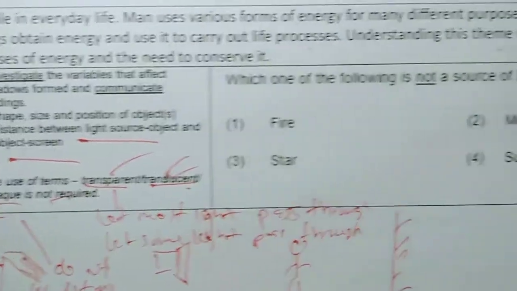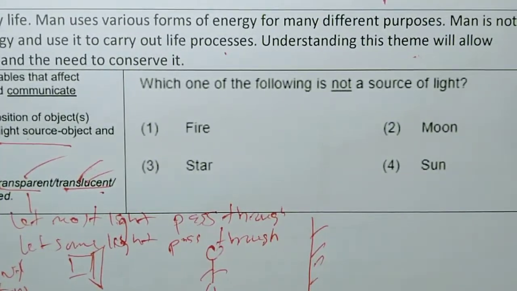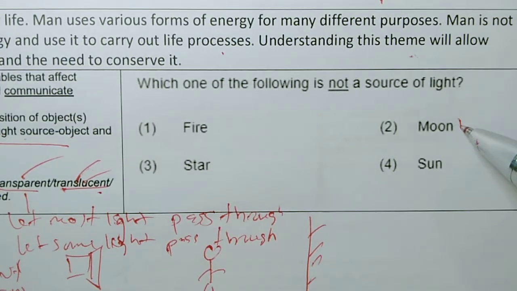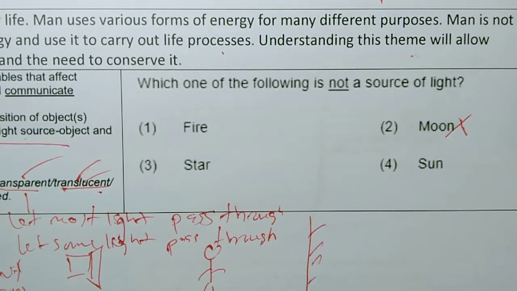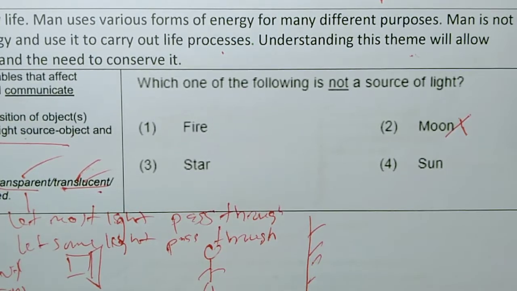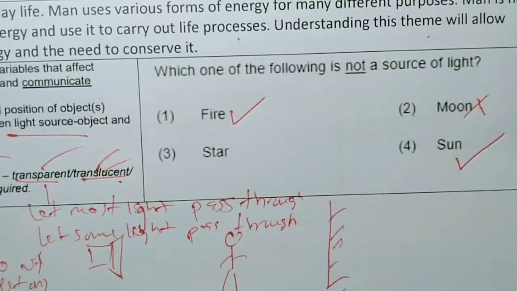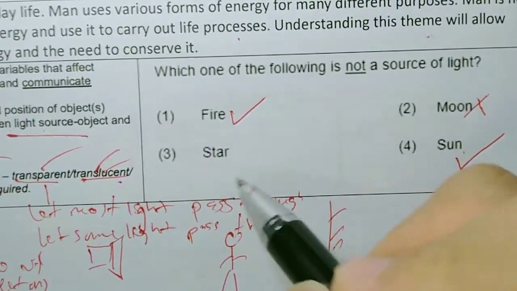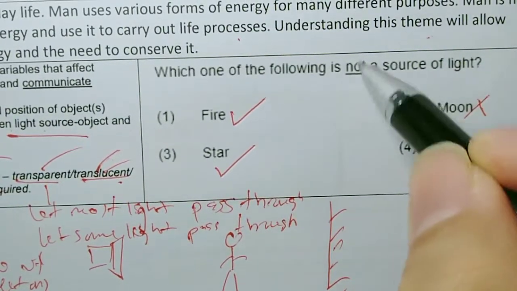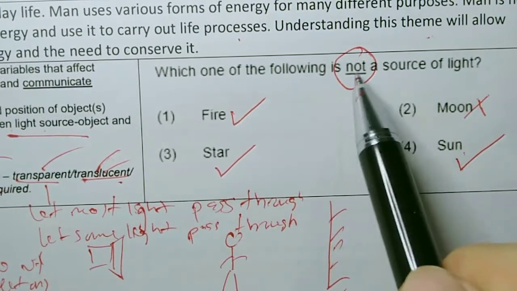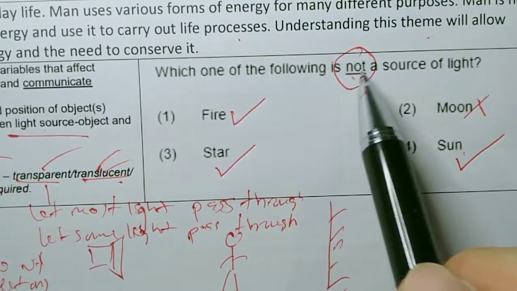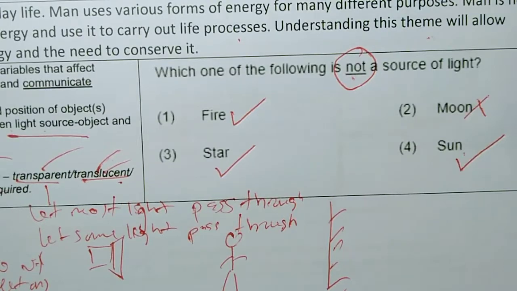So which of the following is not a source of light? You have learned that the moon is bright, but it's because it reflects the light. So this is not a source of light. Source means it gives out light, not reflects. Sun gives out light. Fire gives out light. A star, a sun is a star, okay? So this gives out light. So which one is not a source of light? Be very careful and watch for words like this. We're asking you for things that are wrong. The answer will be the moon.